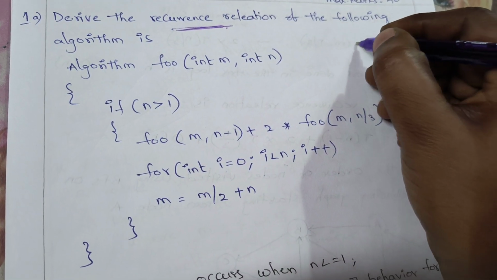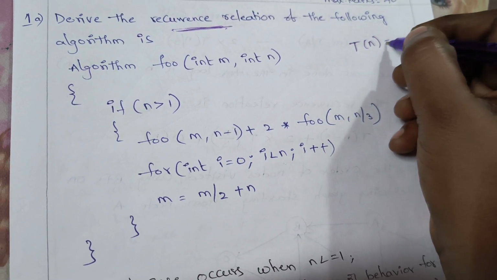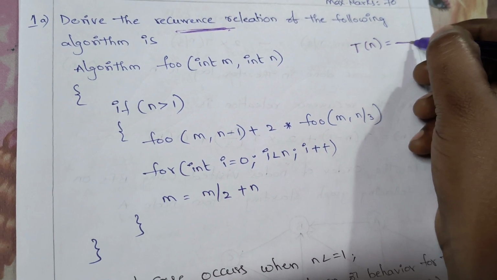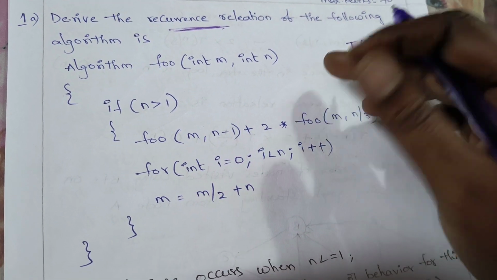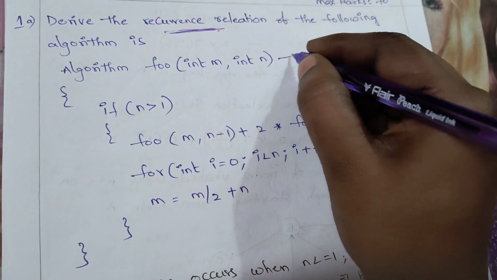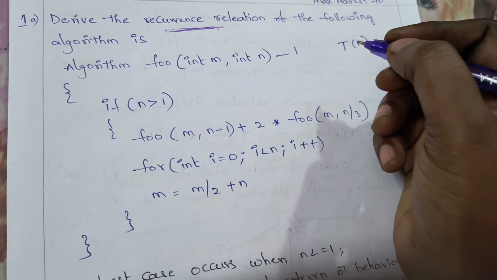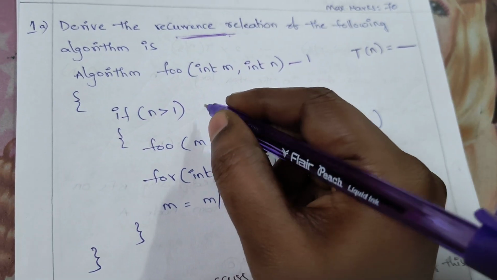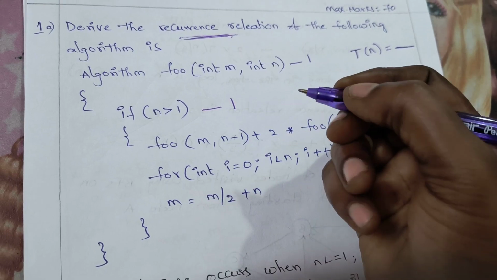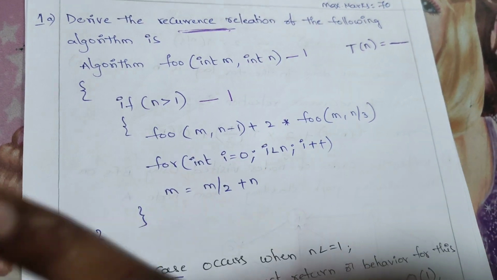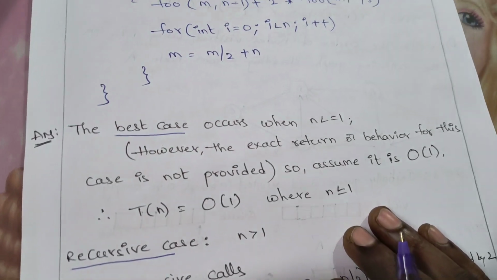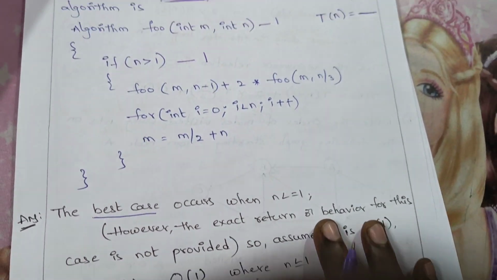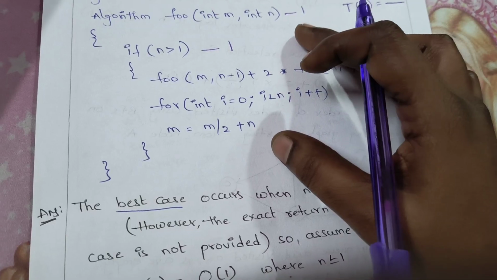So here T of n is equal to the total time complexity this algorithm will take. Here this step will take one amount of time, let's assume, and this step will take another amount of time. So you have to calculate in that manner. Okay, now I'll show the solution. Here you do not find any else part, correct?